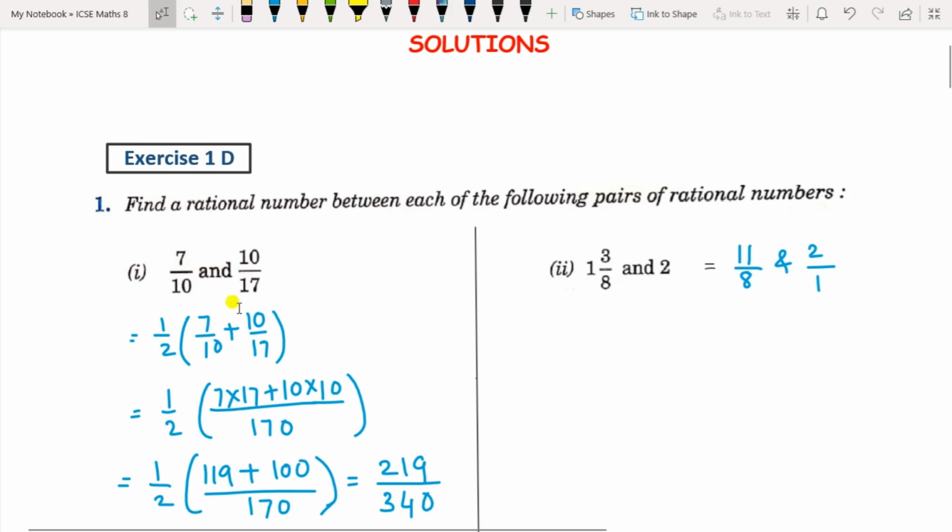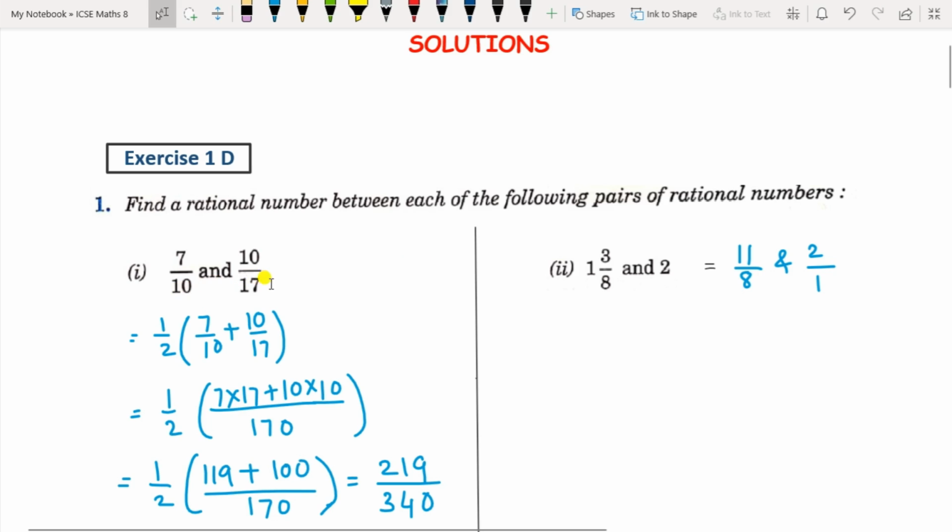So what you have to do, as you would between 2 and 3, you know the number between 2 and 3 is 2.5. How can we find 2.5? Add 2 plus 3 and divide it by 2. 2 plus 3 is 5, and divided by 2, you get 2.5.